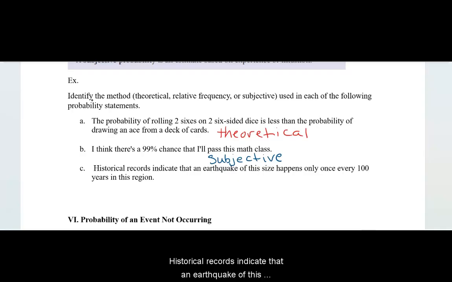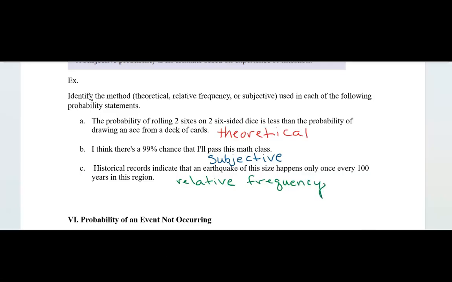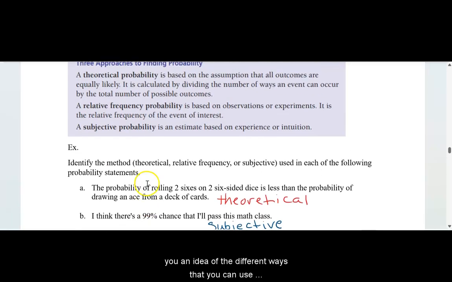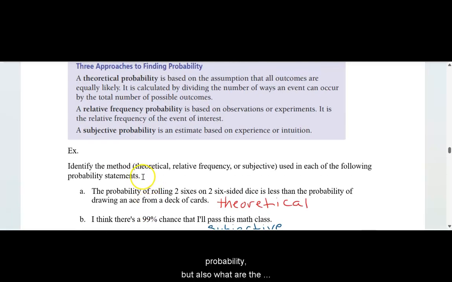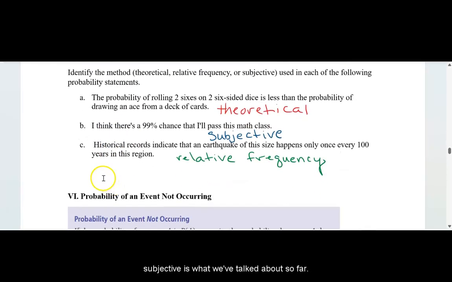And then we have the last one. Historical records indicate that an earthquake of this size happens only once every 100 years in this region. So this is based on observations. This one would be what we call relative frequency. All right, so I just want to give you an idea of the different ways that you can use probability, but also what the different probabilities are. Theoretical, relative frequency, and subjective is what we've talked about so far.